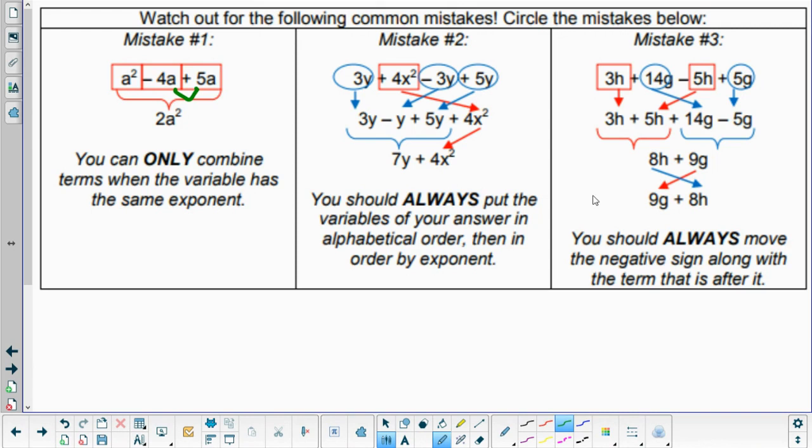Mistake number 3, you should always move the negative sign along with the term that's after, and that's what we talked about before. So in this case, they have 3h, but this negative really goes along with the 5h. So this should be a negative 5h here, not a positive, which is going to totally change our answer. Okay? And same thing. This one is a positive 5g, not negative, so that should be a positive there. So our answers would be totally different.